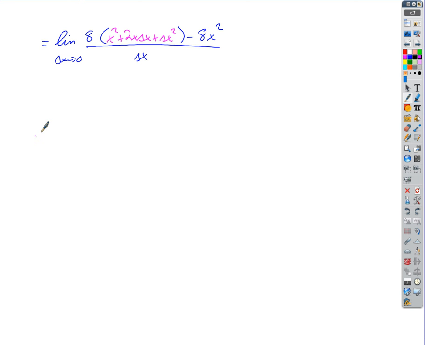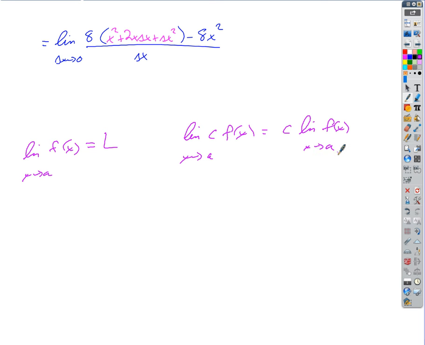We know that the limit, let's assume that the limit of f of x as x approaches a equals L, right? So if that's true, if I'm taking the limit of some constant times f of x as x approaches a, that's the same thing as taking c times the limit of f of x as x approaches a. Okay, how come?